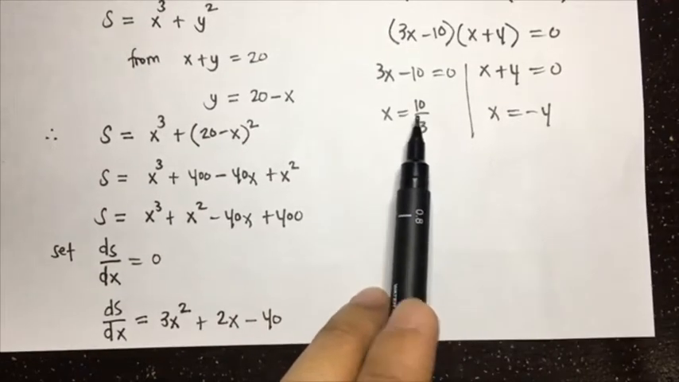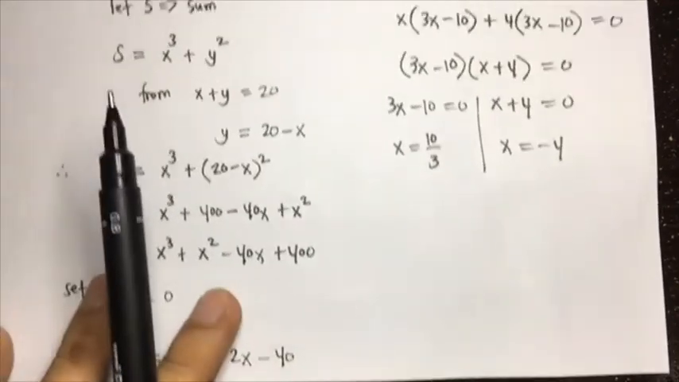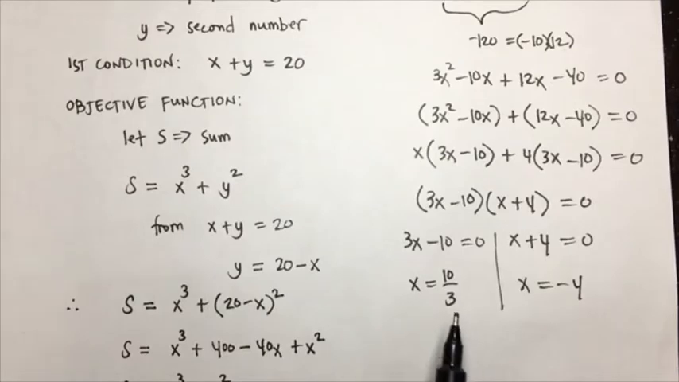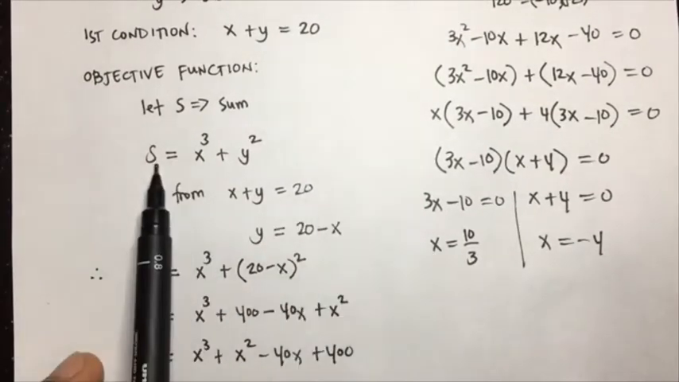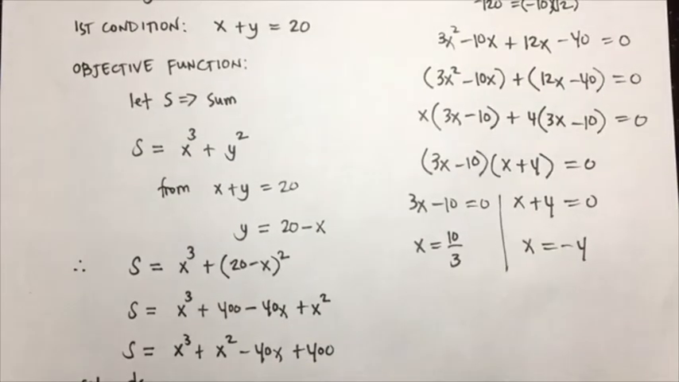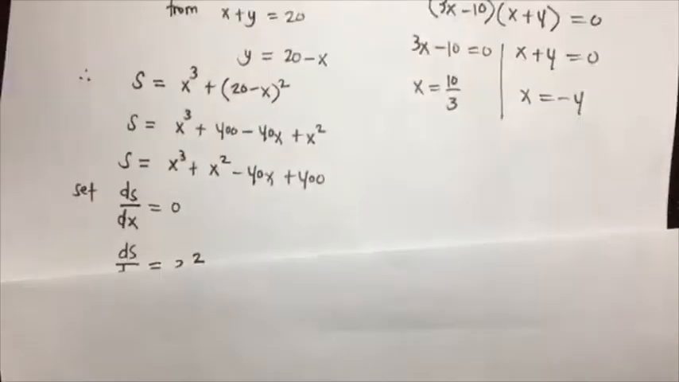x is equal to 10 over 3, and the other one is x is equal to negative 4. So we have 2 points and we don't know which one of them will give the minimum s. Which value of x will give a minimum s? Therefore, we have to use the second derivative test. Let me solve that on another paper.